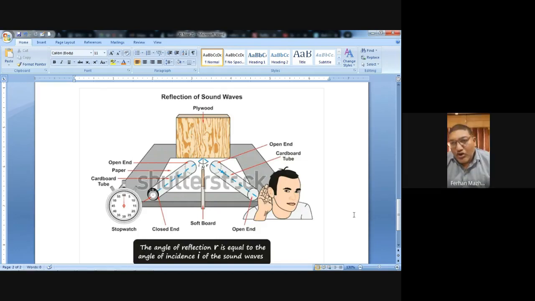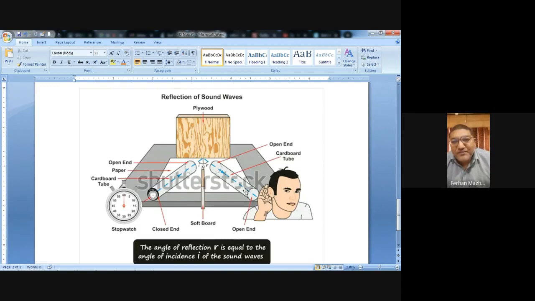Okay, so now the experiment is very simple. Here is the material we are using. We have a block of plywood, which is the rigid surface from which the sound waves will be reflected. We have two pipes, one here and the other here, made of cardboard tube.